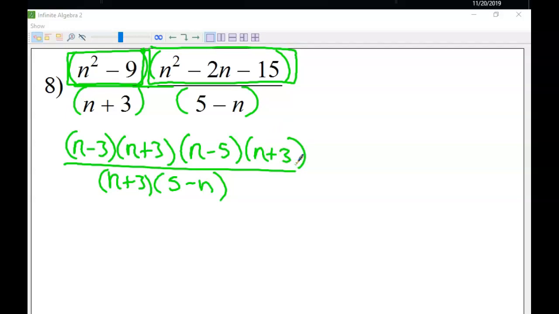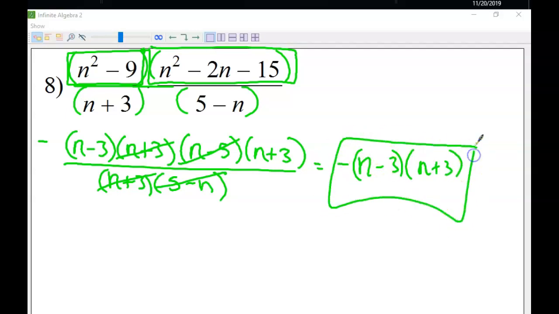Okay. And then after that, we just start canceling stuff, right? Like this n minus 3 cancels that n minus 3. Now you can't cross off this n plus 3 because there's not another one down here. You can only take one on the top for one on the bottom. That's just how reducing works, right? But the n minus 5 can cross off with the 5 minus n so long as I put a negative in the front, okay? And so my final answer is going to be negative n minus 3 times n plus 3. Okay?